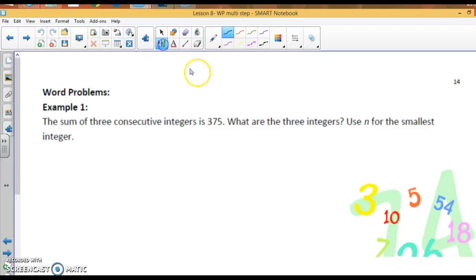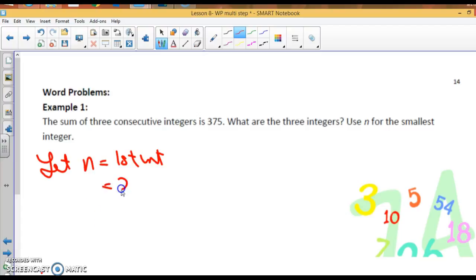So when you're doing problems like this, the first thing you need to do is define your variables. We need 3 consecutive integers. They told us n is the smallest. So let n equal the first integer. And then we've got our second integer and our third integer. Now, the word consecutive means in a row. So if our first one is n, won't our second be n plus 1? And then our third will be n plus 2.